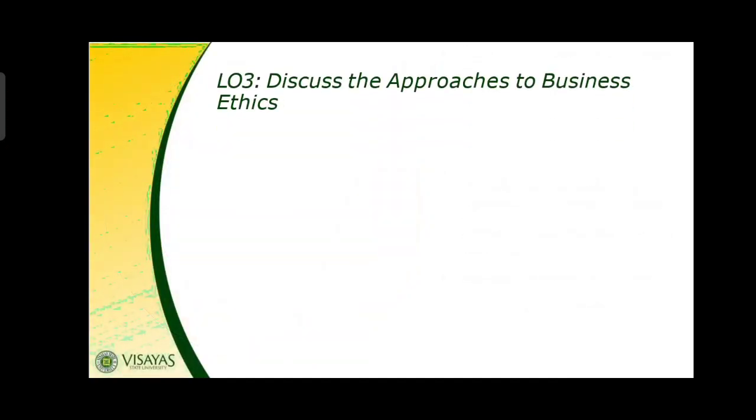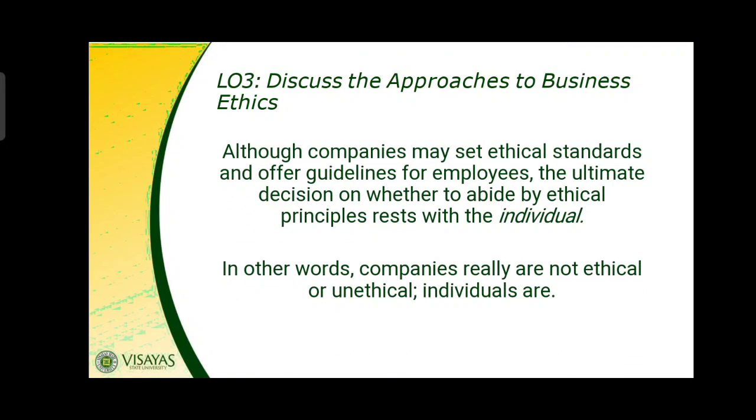Okay, so for our lesson, learning objective 3, we must discuss the approaches to business ethics. So much for the levels of ethical standards. Now we will discuss the approaches to business ethics. Although companies may set ethical standards and offer guidelines for employees, the ultimate decision on whether to abide by ethical principles rests with the individual. In other words, companies really are not ethical or unethical. Individuals are. So, we are the ones who set our morals.